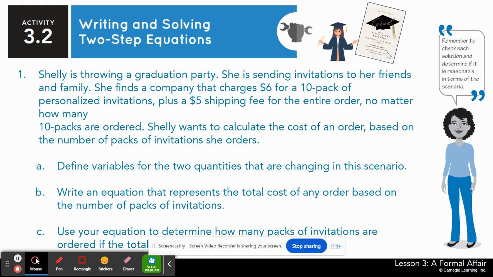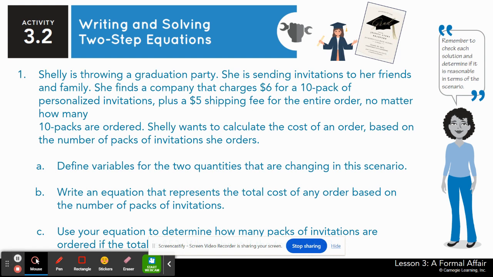All right, let's look at number 1. Shelly is throwing a graduation party. She is sending invitations to her friends and family. She finds a company that charges $6 for a 10-pack of personalized invitations, plus a $5 shipping fee for the entire order, no matter how many 10 packs are ordered. Shelley wants to calculate the cost of an order based on the number of packs of invitations she orders.